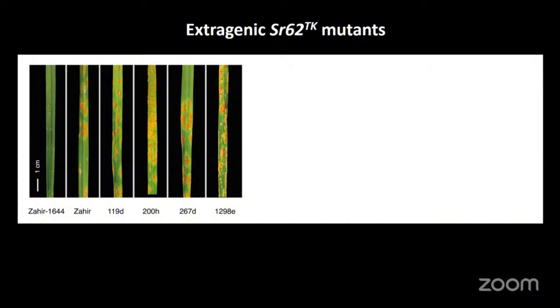We've got the resistant parent, so here's 1644, which carries the intact gene, on the far left. As you can see, that's completely immune. And then we have the recurrent parent, which is completely susceptible. And the mutants are as susceptible as Sahir. And so the question was, if they don't have a mutation in SR62, in the kinase, what are they mutated in?